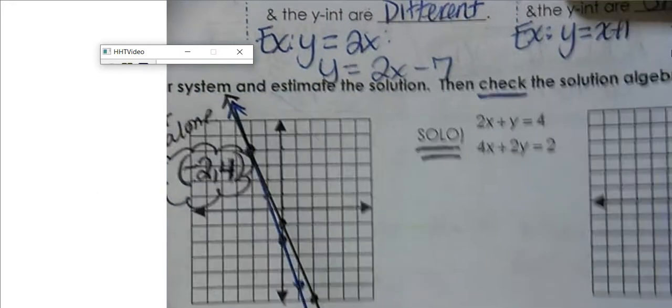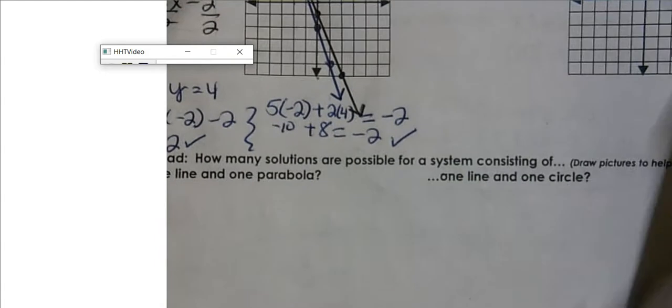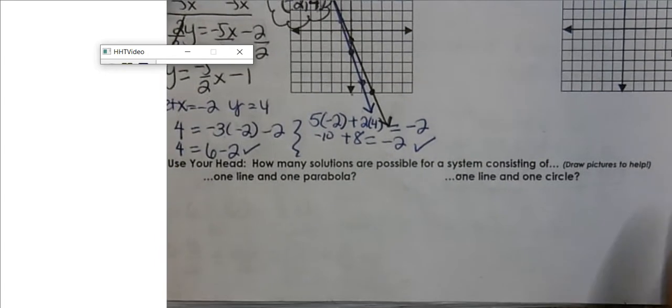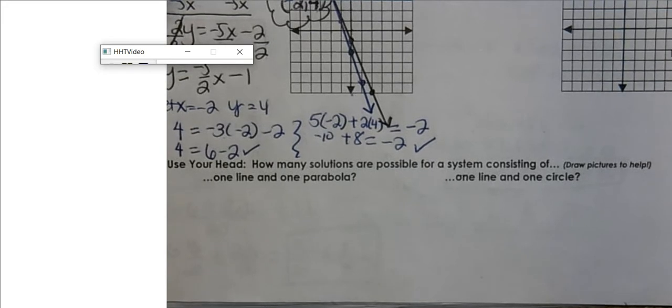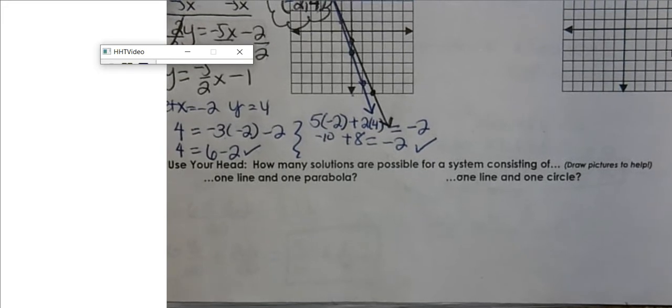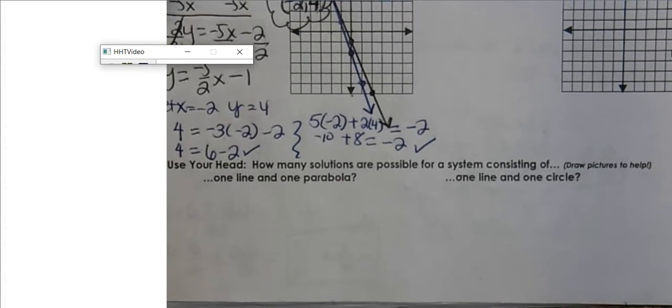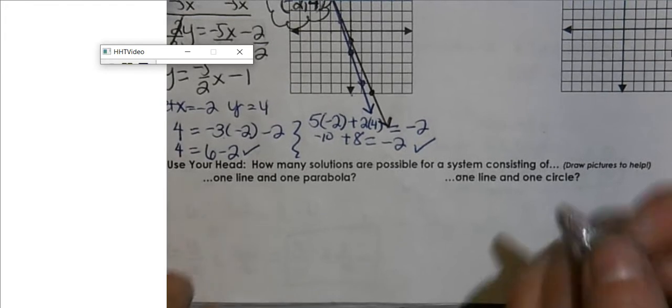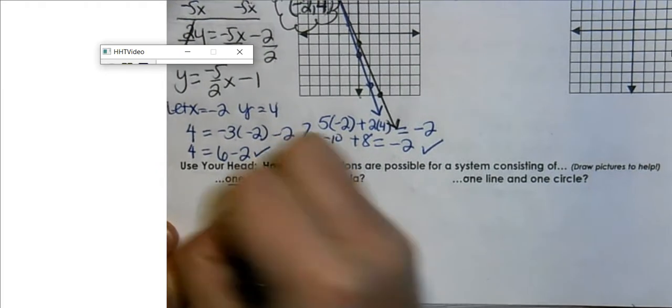All right, so now how does this have anything to do with quadratics? I mean, this is day 20 of unit 1. How does this have anything to do with quadratics? Well, this is how. So these are systems of equations, and as you guys know, systems, like equations, can be linear, but they can also be quadratic, absolute value, circles. We have lots of different equations out there. So using your head, how many solutions do you think are possible for a system consisting of one line and one parabola?